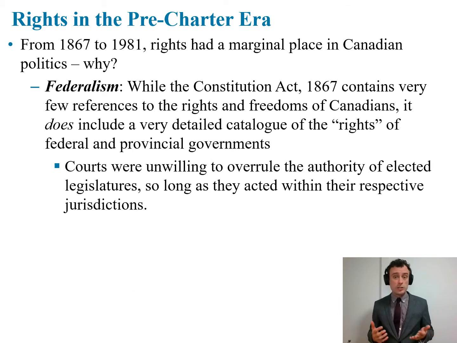The courts were unwilling to overrule the authority of elected legislatures as long as the legislatures were operating within their jurisdiction. That is to say, as long as Ottawa was only making laws for the federal government, and as long as the provincial government was only making laws in areas that are outlined as being for provincial authority. It doesn't matter if the laws being made infringe on the civil liberties and the individual freedoms and rights of Canadians, as long as the jurisdiction is correct. And so we'll see that this is a very far cry from what we see today, where the Constitution has supremacy. During this era, there was parliamentary supremacy.